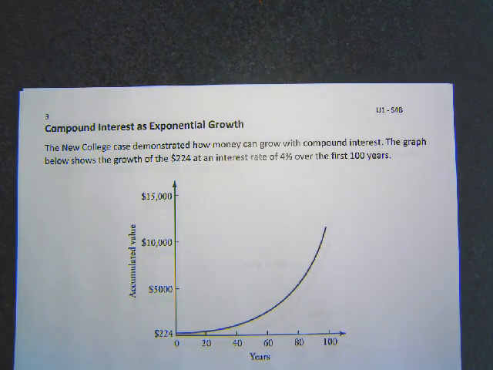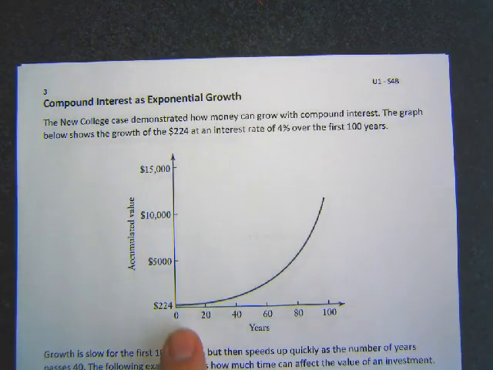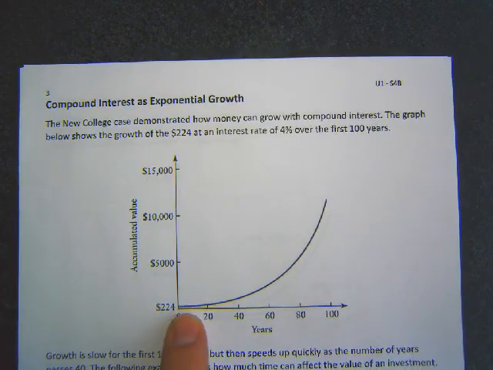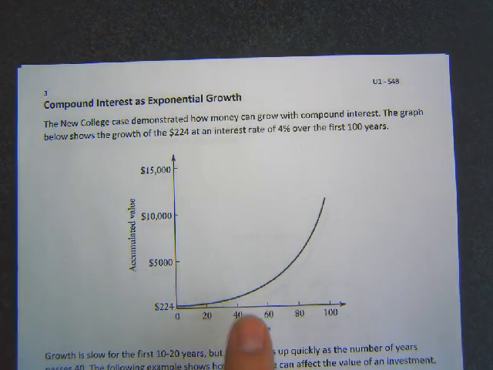So here this chart shows the growth of that $224. You start off at year 0, it's just $224. In the first 20 years, you can see there's actually not a lot of growth. It stays pretty level. But as it grows, the curve gets steeper and steeper, and the increase gets bigger each year, because each previous year you're adding a little bit more interest.